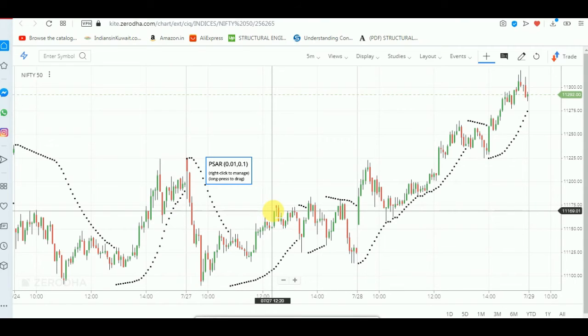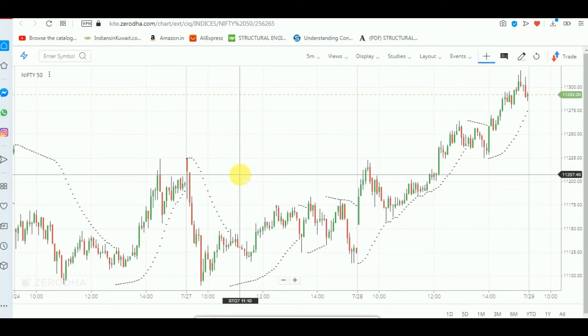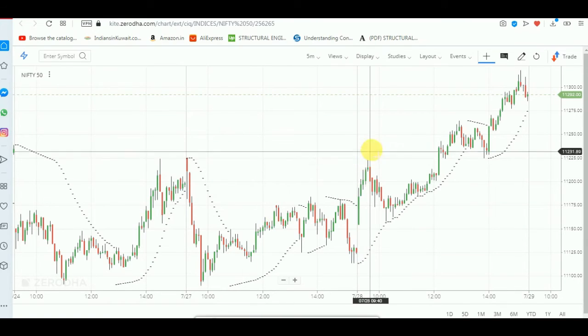So we cannot trust this parabolic SAR completely, but if we combine some other technical indicator like MACD or moving average or ADX, or some other technical indicator like volume charts or volume bars, so we can have a combination of 3 to 4 technical indicators. This may work very well.